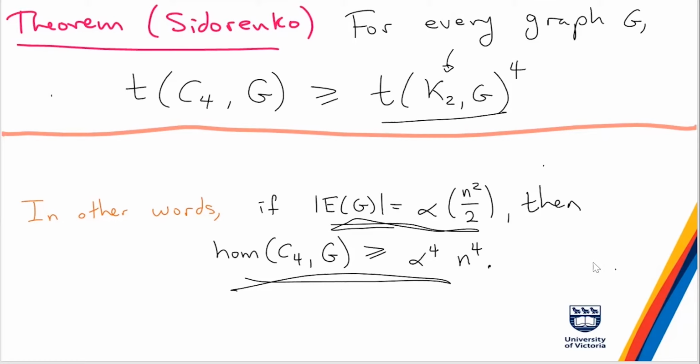So this is like a supersaturation result for C4. If you have way more than the extremal number, then the number of C4s you should expect is something like, at least, the edge density to the 4 times n to the 4, if what you're counting is homomorphisms, not actual C4. Okay, maybe that was just confusing, but let's prove this theorem.